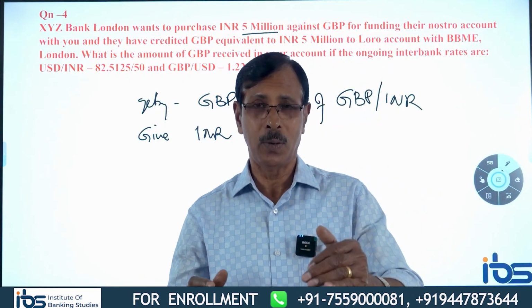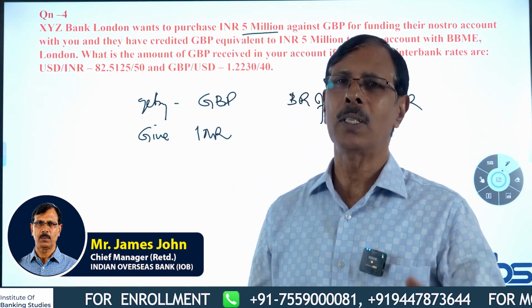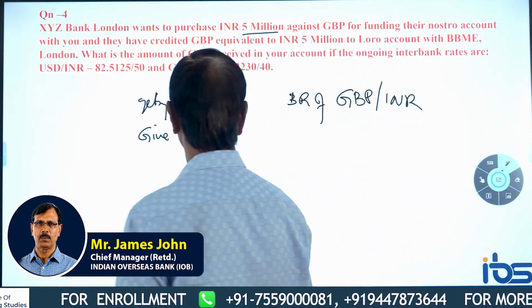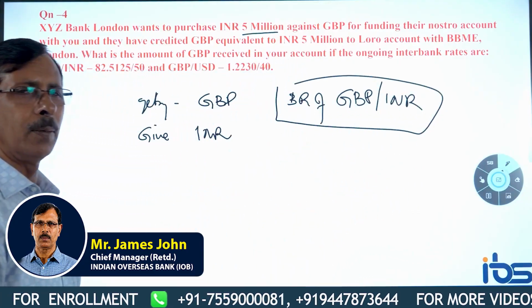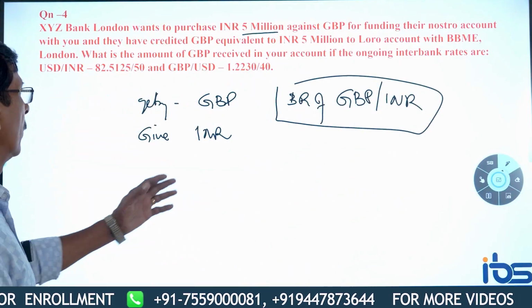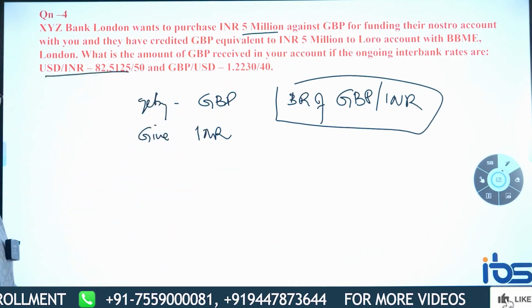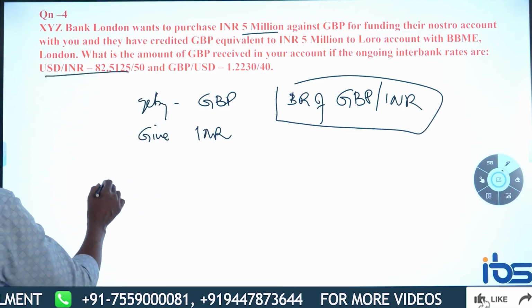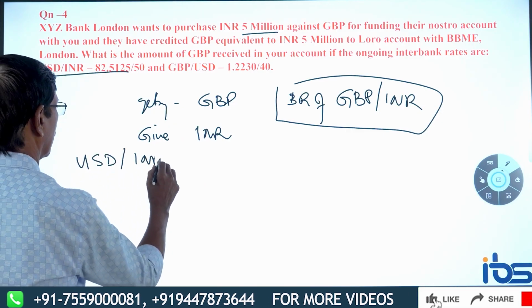Here you are getting foreign currency, GBP, and you have to pay Indian rupee. So it's a buying transaction for you. So we require the buying rate of this currency pair, GBP INR. And look, what are the rates available? GBP INR is not directly available. The two rates available: one is USD INR.